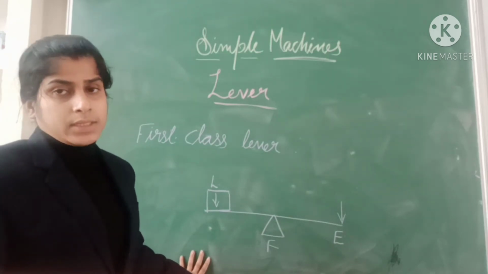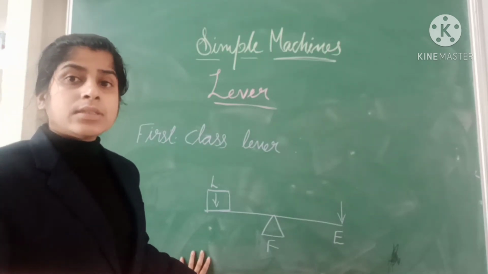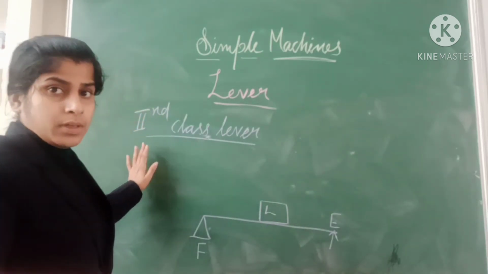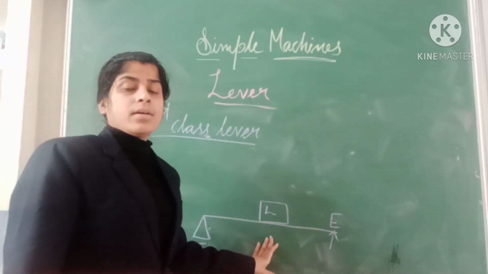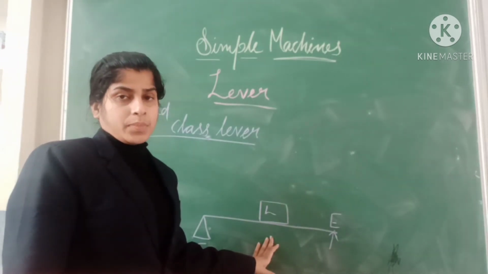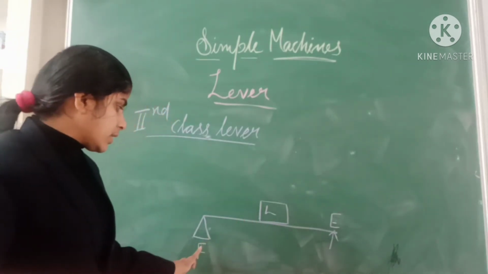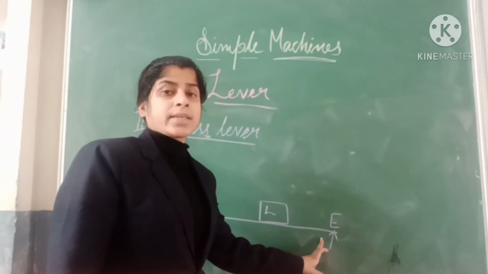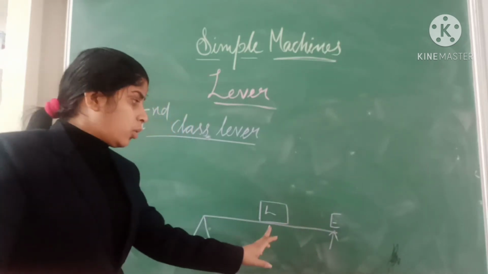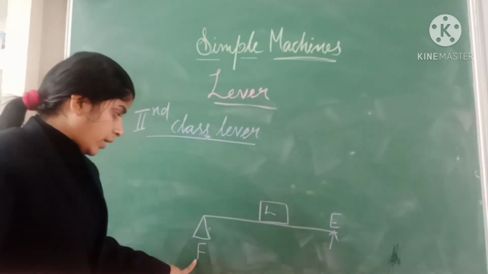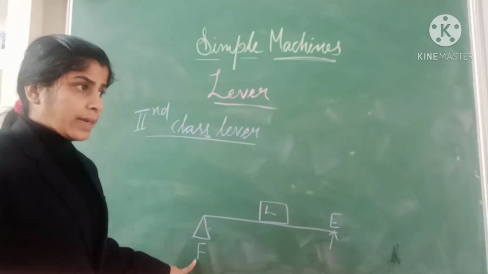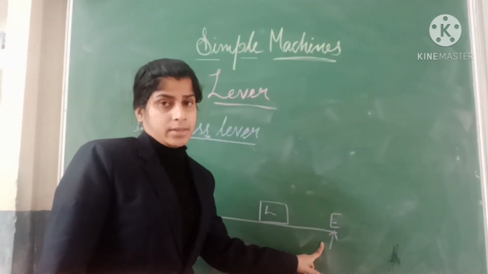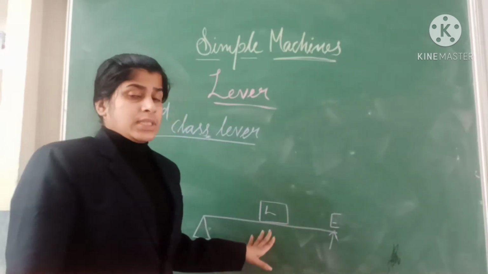Clear? Next we are going to discuss the second class lever. In this type of lever, the load is in the center, the fulcrum acts on one end and the effort acts on the other end. So the load is in the center.